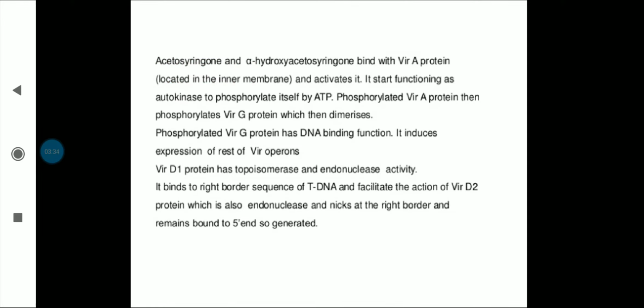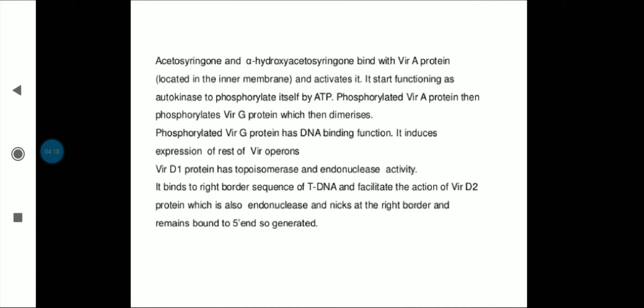Acetosyringone binds with the vir-A protein and activates it. Now vir-A activates the vir-G gene which has DNA binding function. vir-G in turn activates other vir genes by phosphorylation. Next candidate is vir-D1 which has topoisomerase and endonuclease activity. It sits on the right border sequence of tDNA.